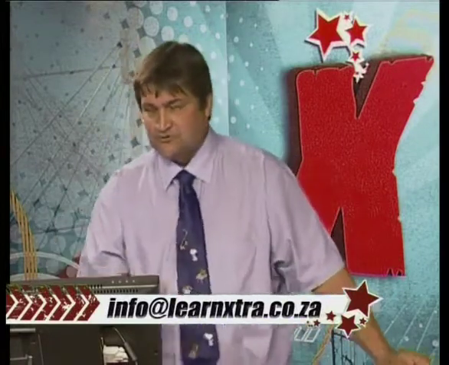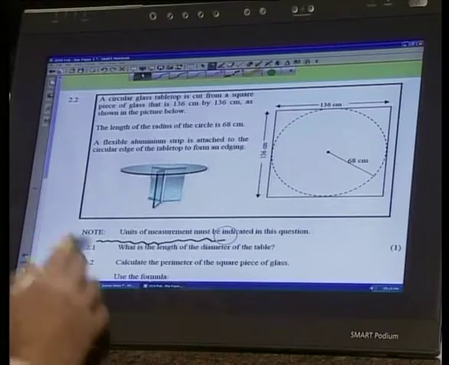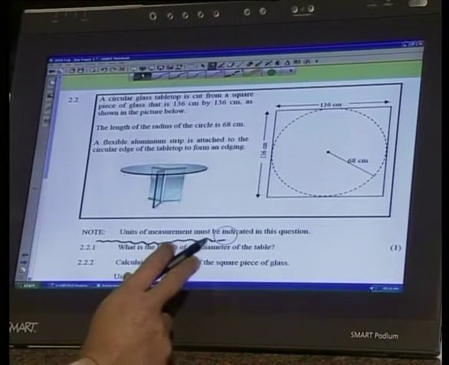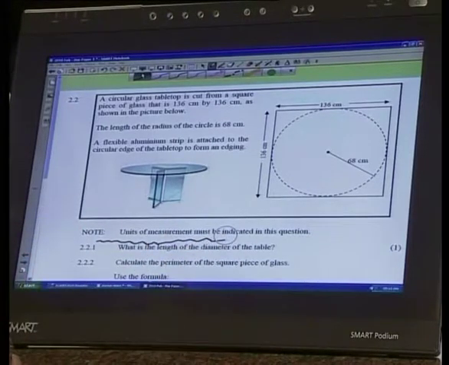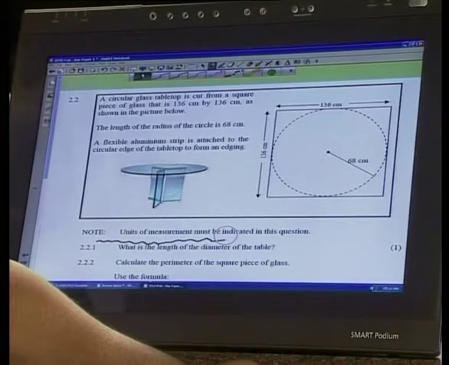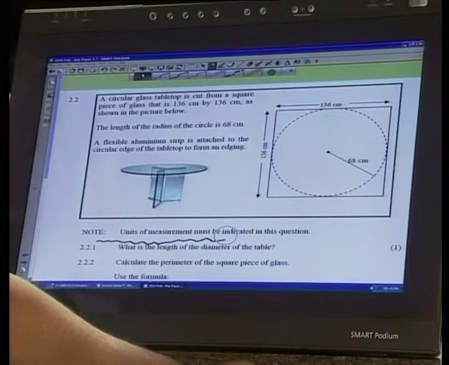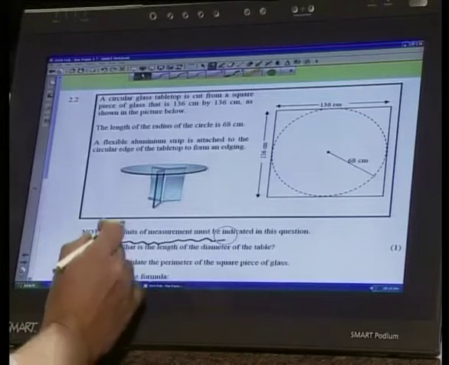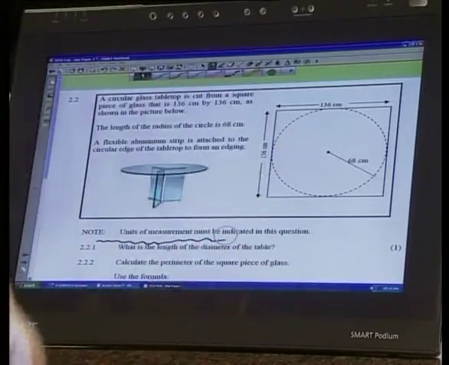Let's look at the question, 2.2.1. What is the length of the diameter of the table? Now, for those of you who weren't tuned in before the ad break, I said that we are taking questions at the moment from a paper 1. So there's nothing difficult about it. There's nothing complicated about this question. In fact, we're expecting it to be nice, simple, and straightforward. And this question is only worth 1 mark. So there's no trick. What is the length of the diameter of the table?